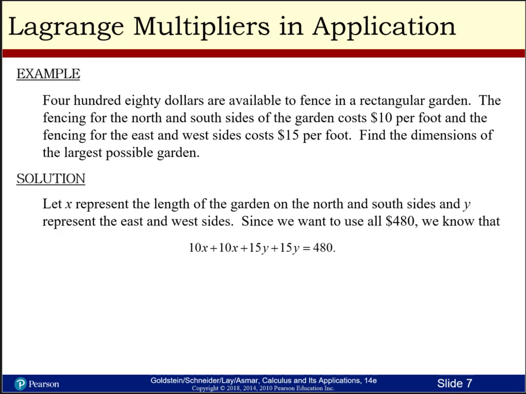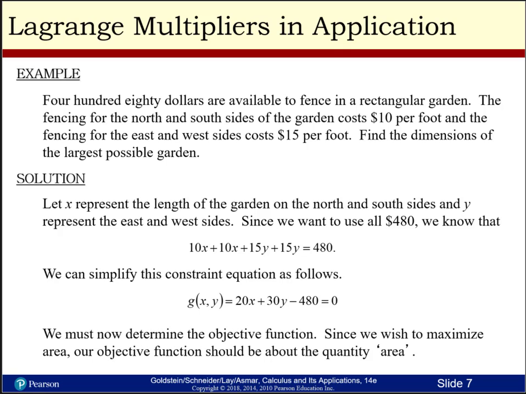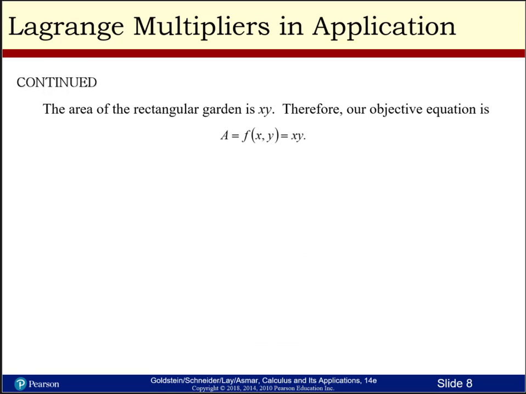So we know that 10x plus 10x plus 15y plus 15y equals 480. We're going to simplify this constraint equation so that we have g of x y equals 20x plus 30y minus 480 equals 0. So there's our g. So we must now determine the objective function. We wish to maximize our area, so our objective function should be about the quantity area. So the area of the rectangular garden is x y. Therefore, our objective equation, area, equals f of x y, which is just x times y.